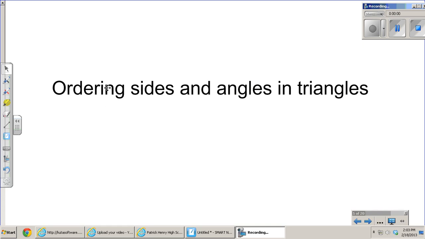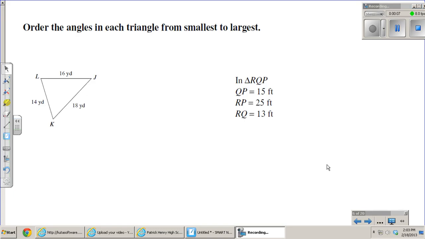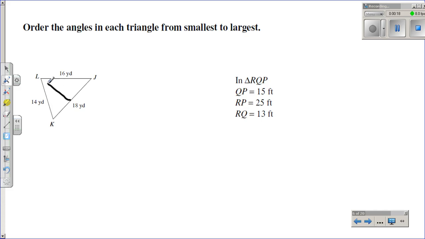Here's a video on ordering sides and angles in triangles. Watch how it works. There's a direct relationship between the longest side and the largest angle in a triangle. See, the longest side of this triangle right here is 18. It'll be directly opposite of the angle that's the largest. Same applies for the smallest. The smallest side would be directly across from the smallest angle.